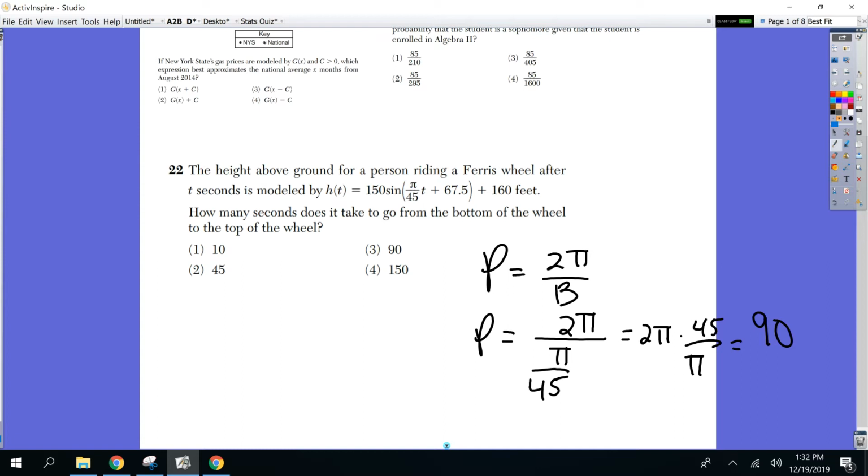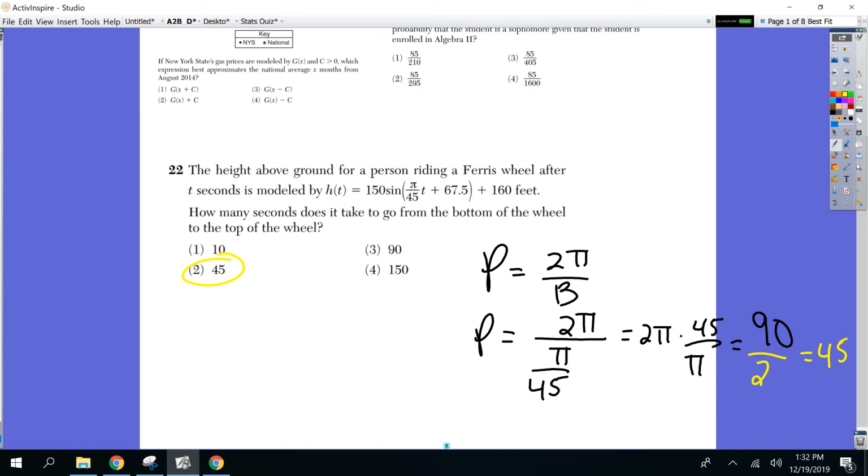But we said it's half the period, right? Because I'm only going to go from bottom to top. This would be bottom to bottom here. 45. What's the 150? I'm covering all my bases here. What's the 150? Amplitude. 150 is the amplitude.